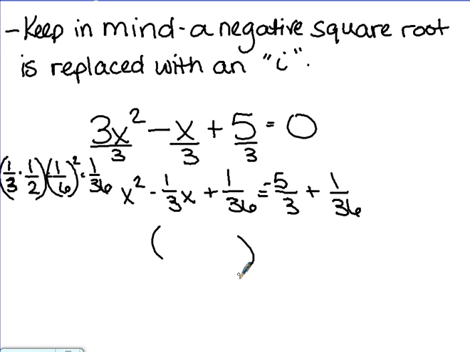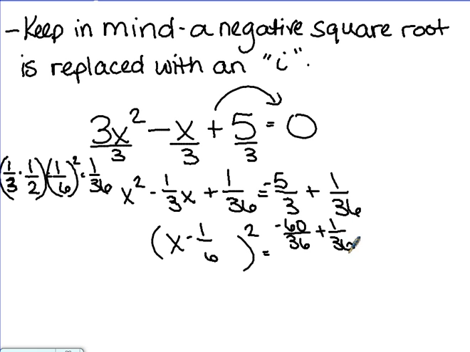When I factor x squared minus 1/3 x plus 1/36, I'm going to get x minus 1/6, and that whole thing is squared. Now, I have negative 5/3 because I subtracted when I moved it over, plus 1/36. All right, we need a common denominator. It's going to be 36. Our new numerator here is going to be 60. So we have negative 60 plus 1, which is going to give me negative 59 over 36.